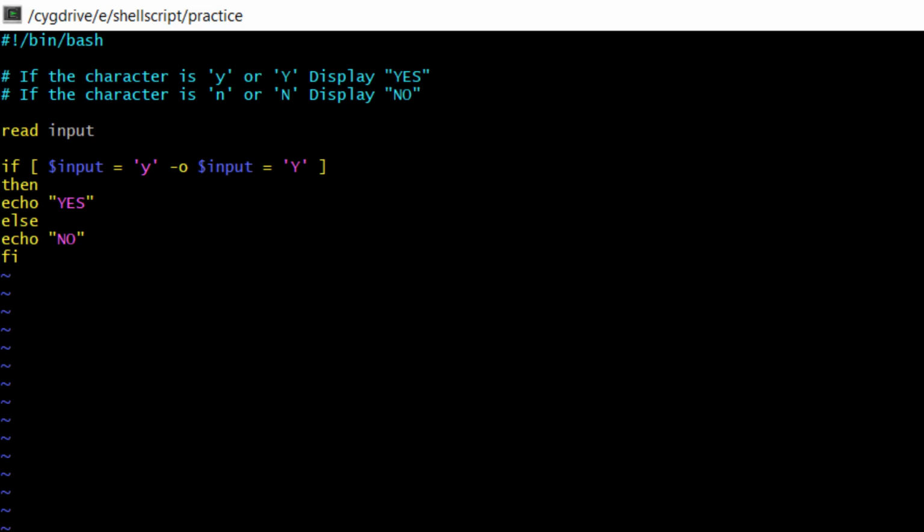So this is the command I have written for our programming challenge. Here I have taken input with read, and after that I am checking whether input is equal to small y, or -o, $input equal to capital Y. If it is either of them it is true, and it will print yes or no. Now let's test this.